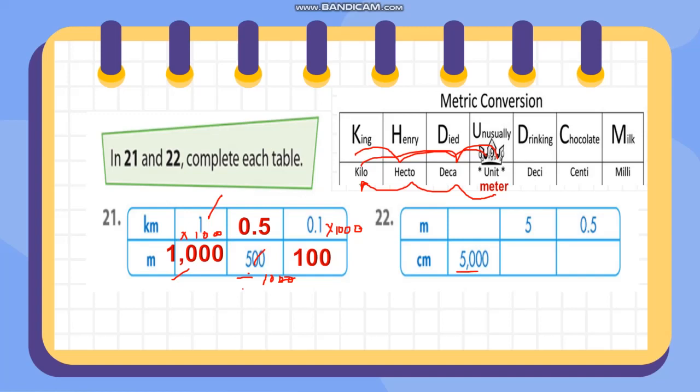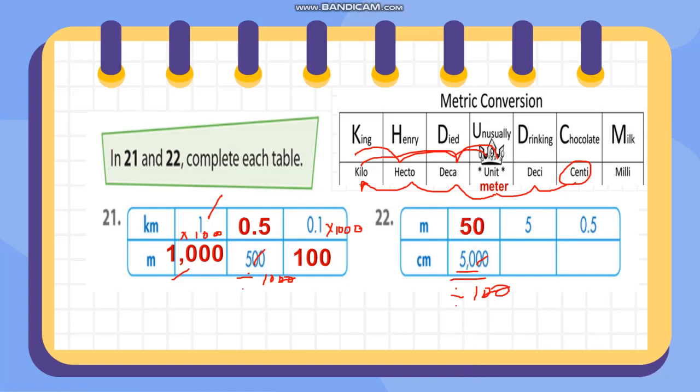Next, centimeter to meter. Centimeter to meter. Tens, 100. So that is divided by 100. So as I told you, when you divide, cancel the 2 zeros. 50 divided by 1 is equivalent to 50.